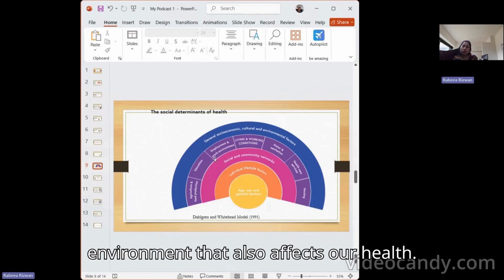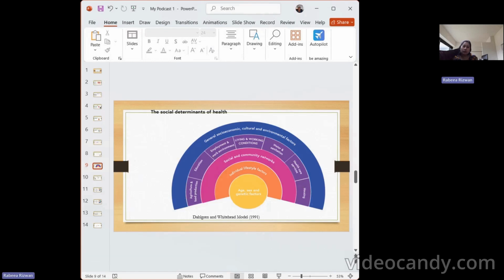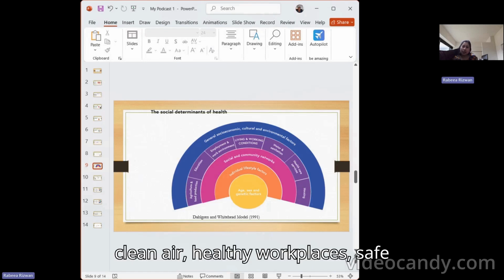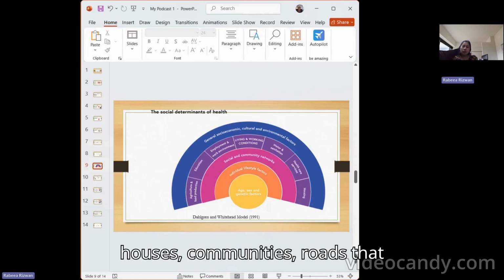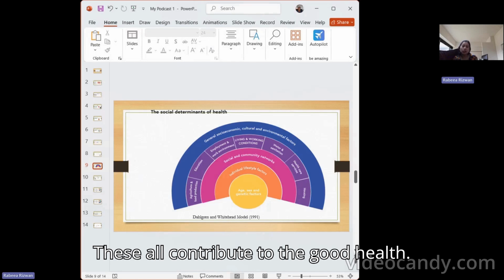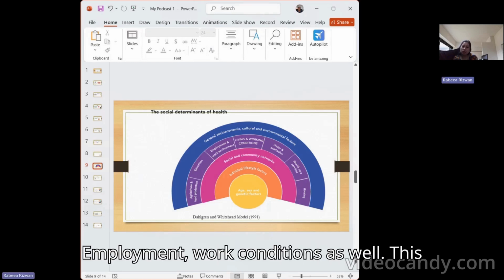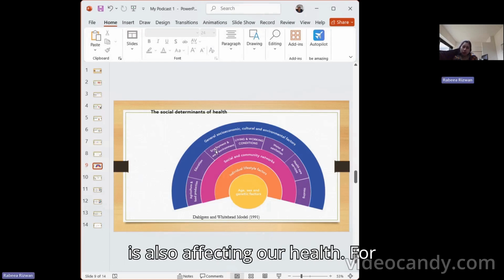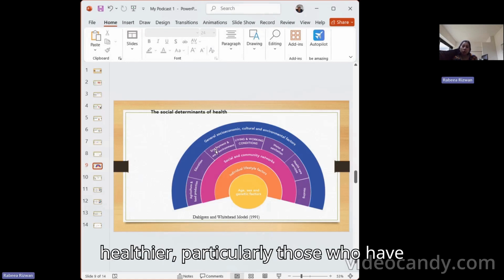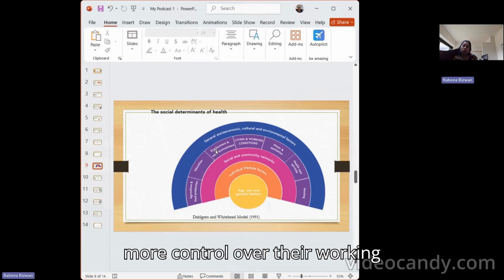The physical environment also affects our health. For example, safe water, clean air, healthy workplaces, safe houses, communities, roads, and other infrastructure. These all contribute to good health. Employment and work conditions are also affecting our health. For example, people in employment are healthier, particularly those who have more control over their working conditions.